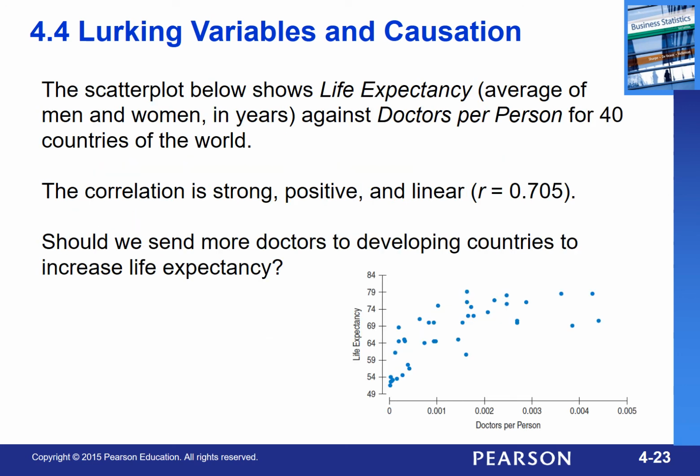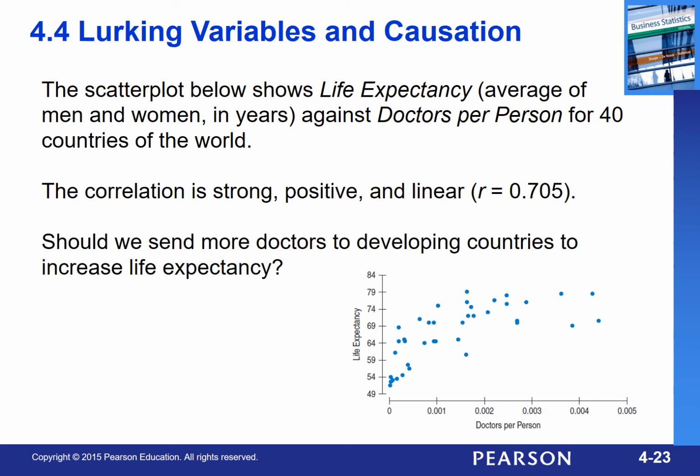So in this example, we're going to look at life expectancy, average age of men and women in years, versus the number of doctors per person for 40 different countries. If you look below at the scatter plot, it has some issues. It's not perfectly linear in shape, but its scatter is not huge, so it's a strong relationship, and it just barely gets into the strong category when you look at its correlation because it's got a little bit of nonlinearness to it. But as you look at this relationship, it's a strong relationship. It's positive, it's linear. It looks like these two variables are related.